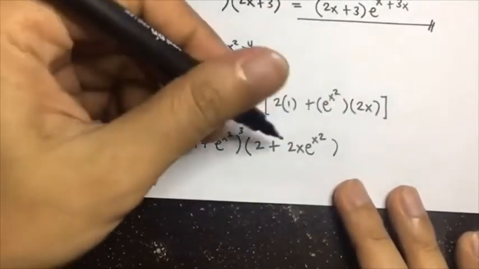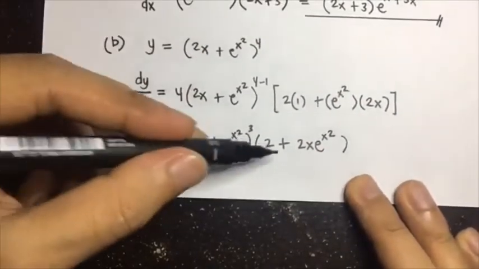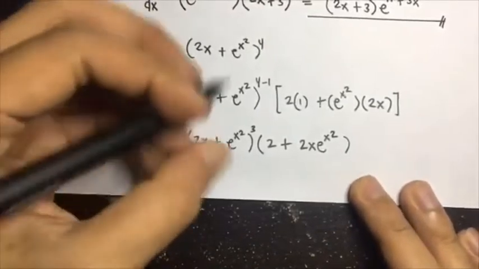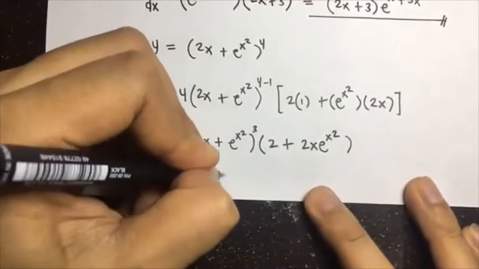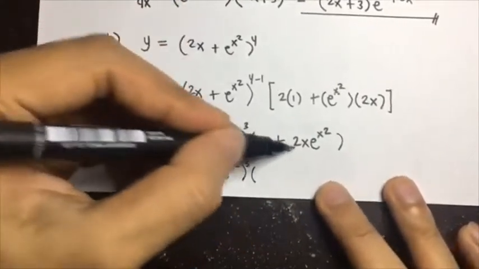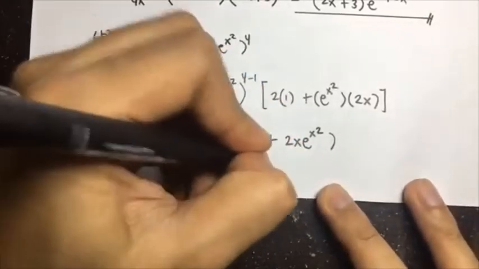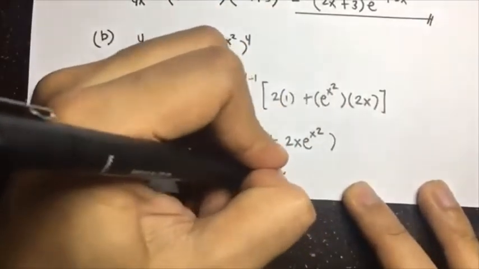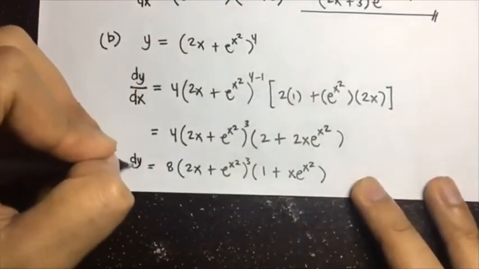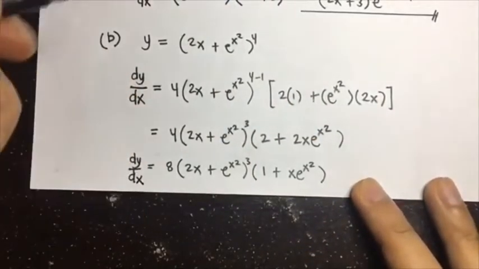Or you can factor out 2 in here, and then 2 times 4, so it will become 8 times (2x plus e raised to x squared) cubed. What will remain here if we factor out 2 is 1 plus x e raised to x squared. So this is now our derivative.